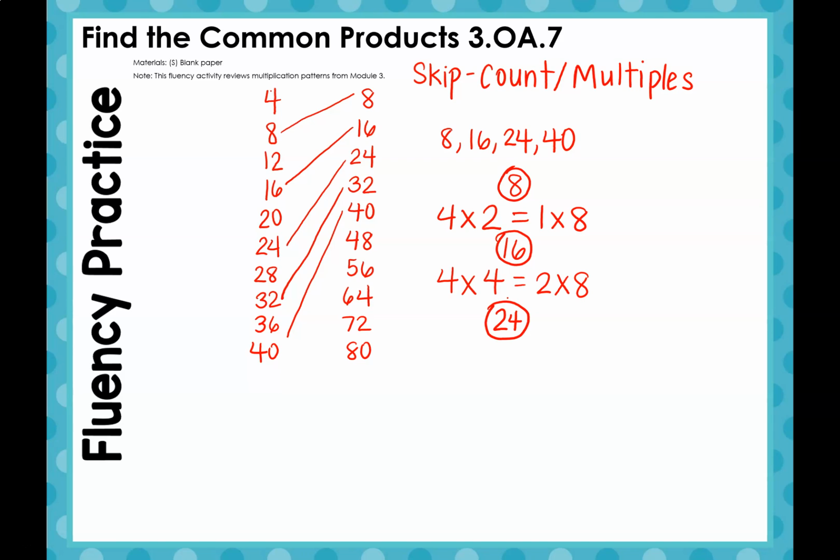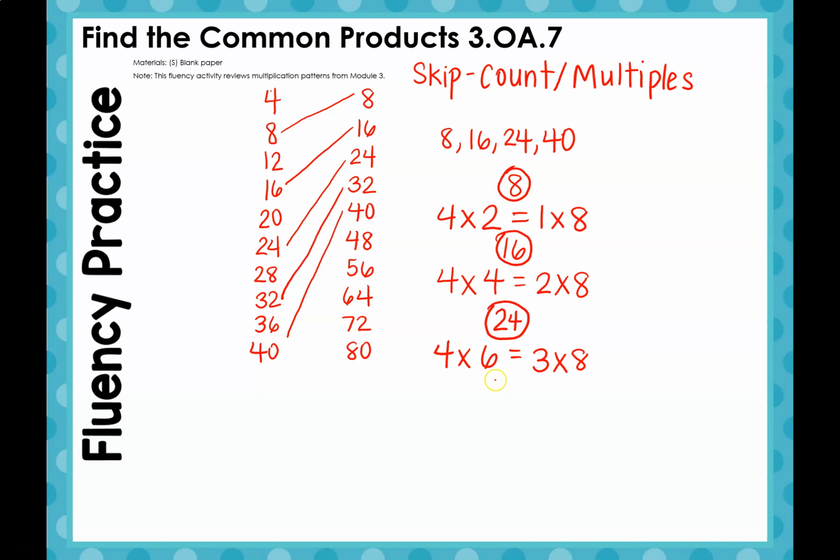Okay, now let's look at 24. See if you can figure out how many 4s we're going to multiply to get to 24. Okay, it would be 6. So we have 4 times 6. Now let's look at our 8s. How many 8s would we do? 1, 2, 3. So 3 times 8. Are we starting to see a pattern?